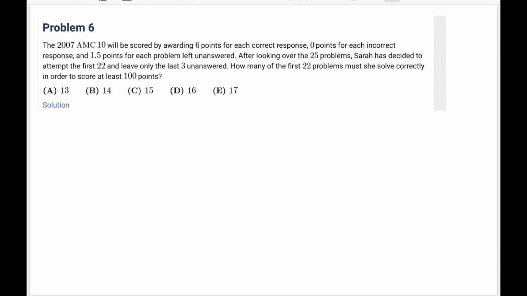Problem 6. The 2007 AMC 10 will be scored by awarding 6 points for each correct response, 0 points for each incorrect response, and 1.5 points for each problem left unanswered. After looking over the 25 problems, Sarah has decided to attempt the first 22 and leave only the last 3 unanswered. This means that there's 4.5 points for unanswered, and attempting the first 22, she wants to score 100 points, so she must get an additional 95.5. So how many of the first 22 problems must she solve correctly?